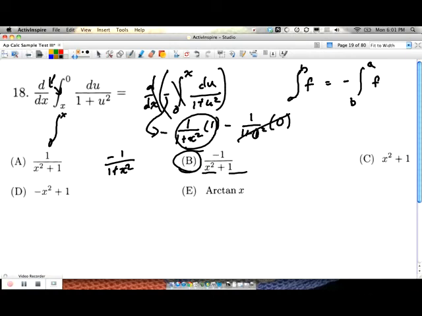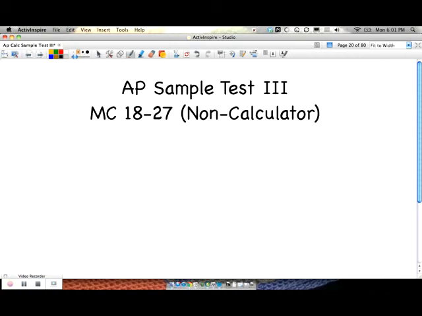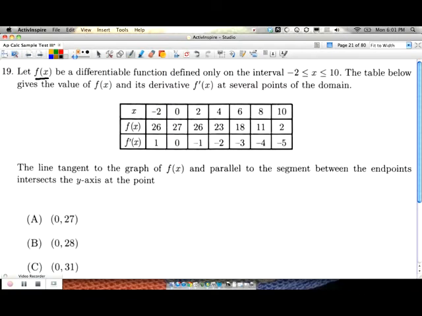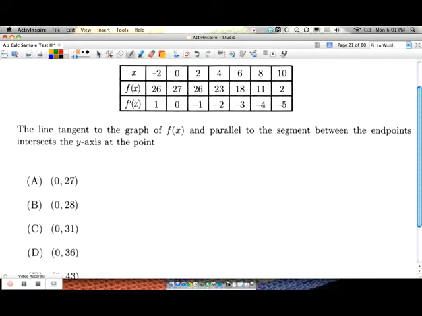Ooh, the last third of the non-calculator. We're so close to the finish. Let's accelerate. Let f of x be a differentiable function defined only on the interval -2 to 10. The table below gives values of f of x and the derivative f prime of x at several points in the domain. The line tangent to the graph and parallel to the segment between endpoints that intersects the y-axis.